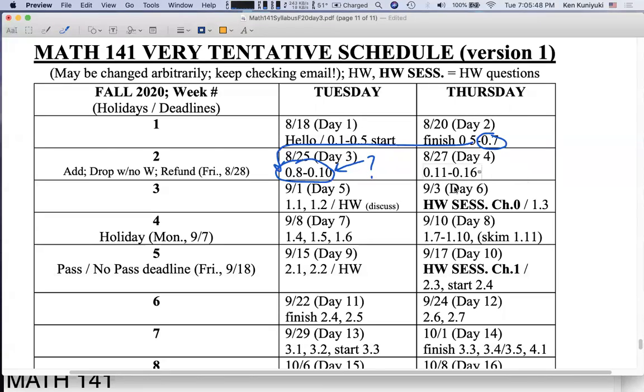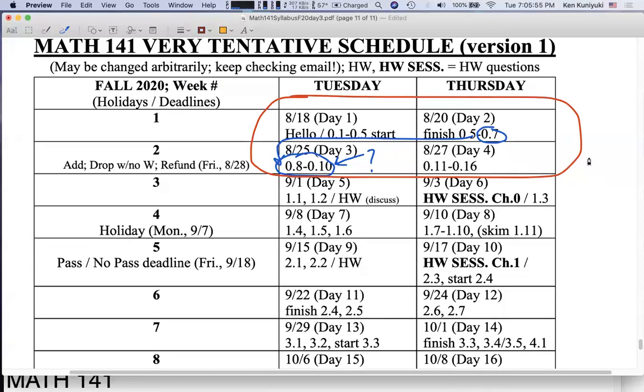All right, the homework on chapter 0 will be due Friday of next week. That's Friday, September 4th, the day after the big homework session on Thursday, September 3rd. Any questions about the schedule? Any questions about the plans? Again, all the videos are on YouTube.